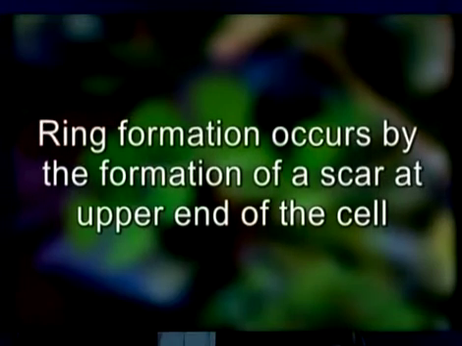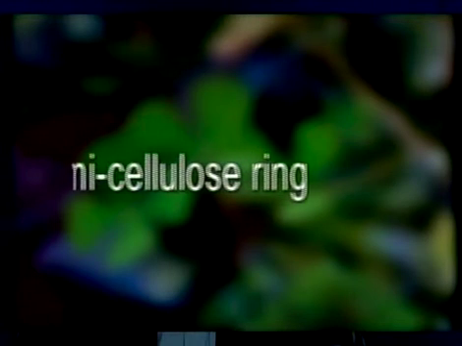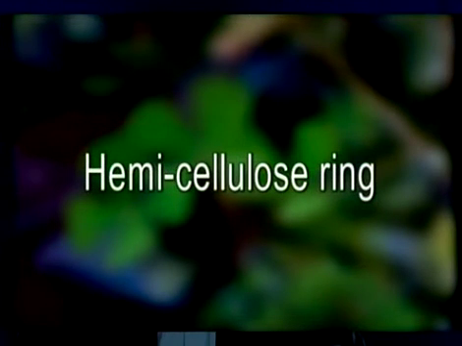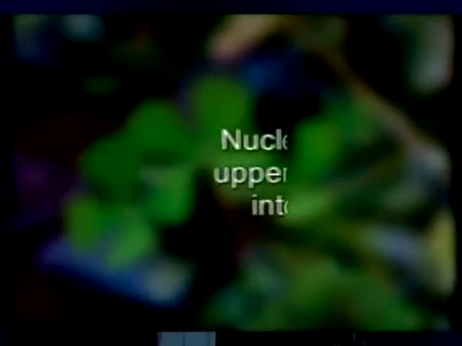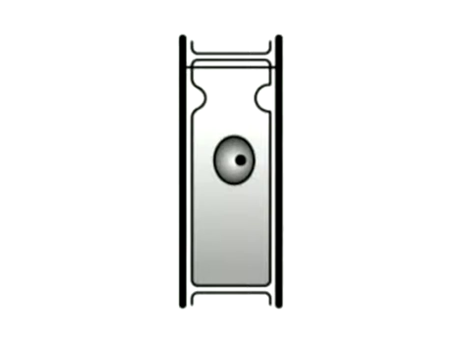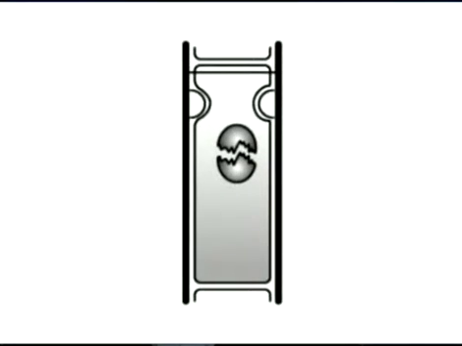The ring formation occurs simply by the formation of a scar-like structure just at the upper end of the cell. This scar gradually thickens and forms a ring-like structure. This is hemicellulose in nature. This ring-like formation is followed by the nuclear division. The nuclear division starts by the movement of the nucleus towards the upper end of the cell where it divides into 2 daughter nuclei. The nuclear division is followed by the formation of a cytoplasmic strand between the two nuclei.